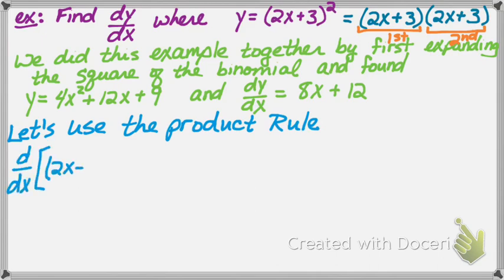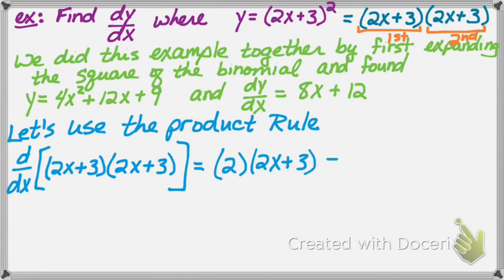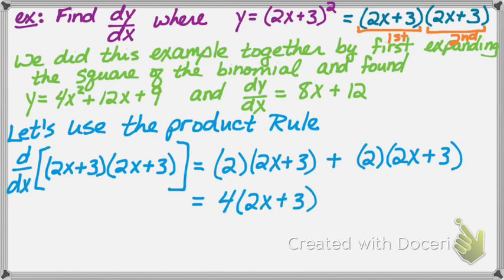So here we have the derivative of (2x plus 3) times (2x plus 3) is going to be the derivative of 2x plus 3, which is 2, times the second, 2x plus 3, plus the derivative of the second, which is 2, times the first. And so we end up with 4 times (2x plus 3), and that simplifies to 8x plus 12. So we do get the same derivative. No matter which derivative rule you are using, you will end up with the same result.